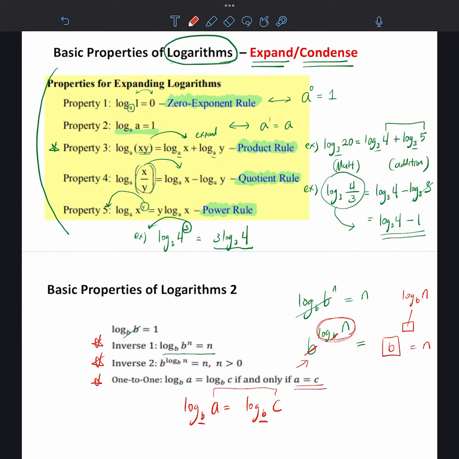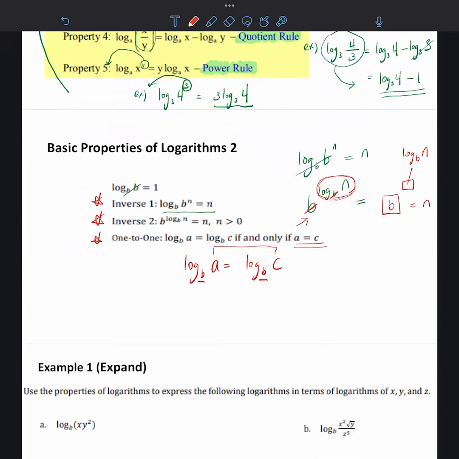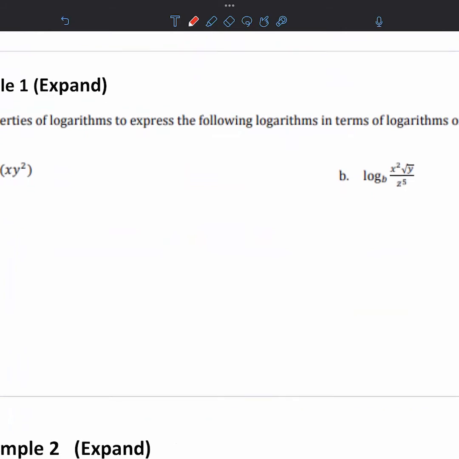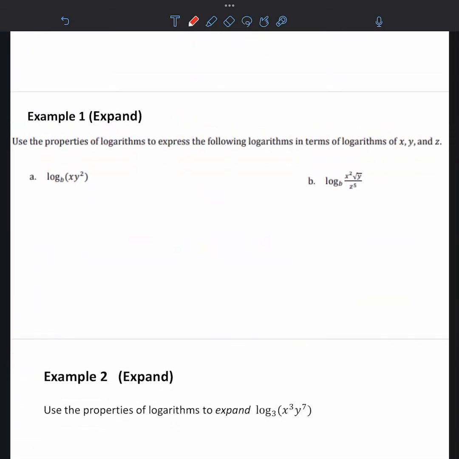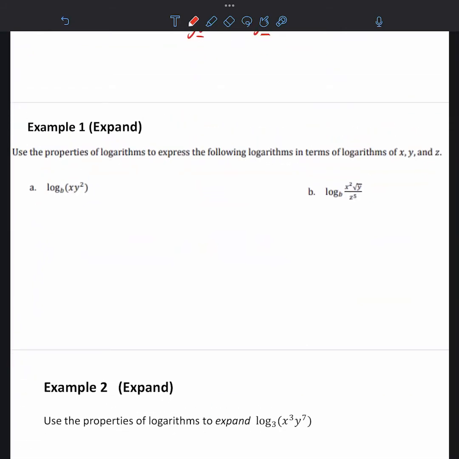Okay, let's apply those properties to the following log expression. Okay, so think about it. I'm gonna show you this one. So I'm gonna make it smaller. Okay. So in this example, we're gonna use the properties of log to expand the following, letter A and B.